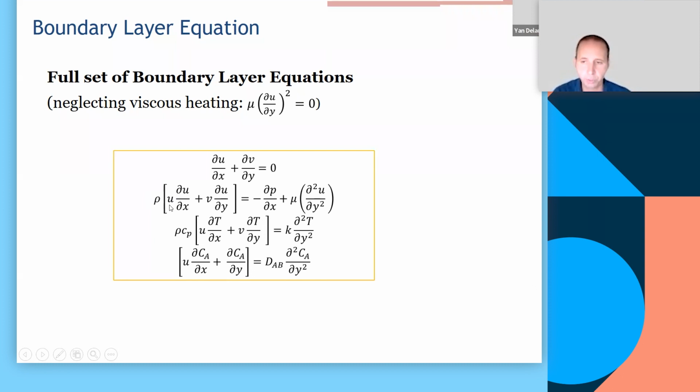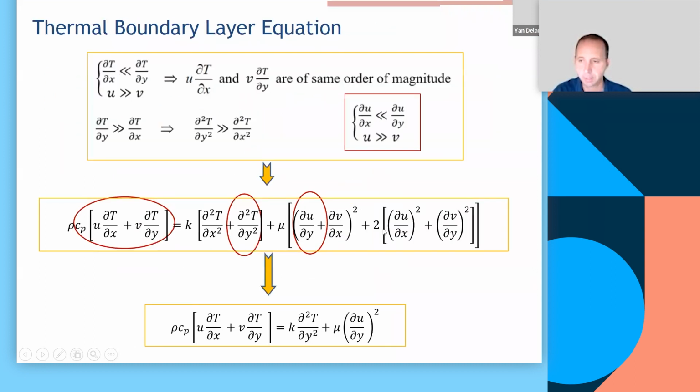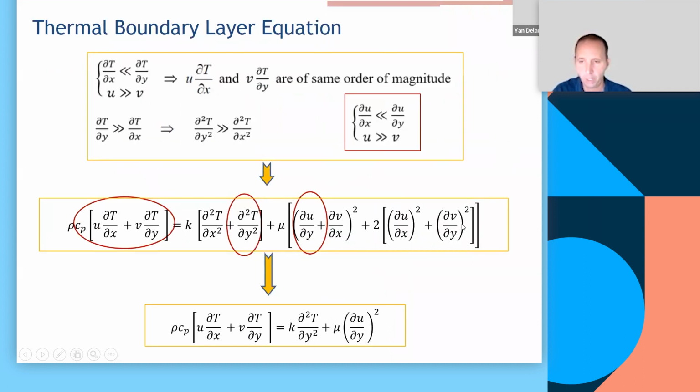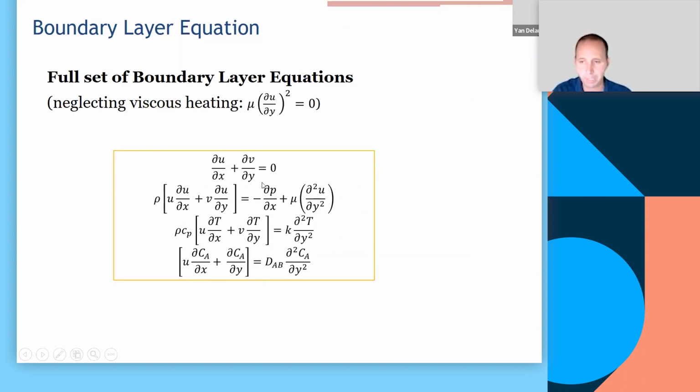V is not going to be resolved. We assume it's very, very small. Therefore, the equation is not important. I didn't actually, and I should have, replaced the dp over dx. This is not incorrect, but we know that we wrote it as dp infinity over dx. So that term there can be used to replace this one, but this is correct as well.